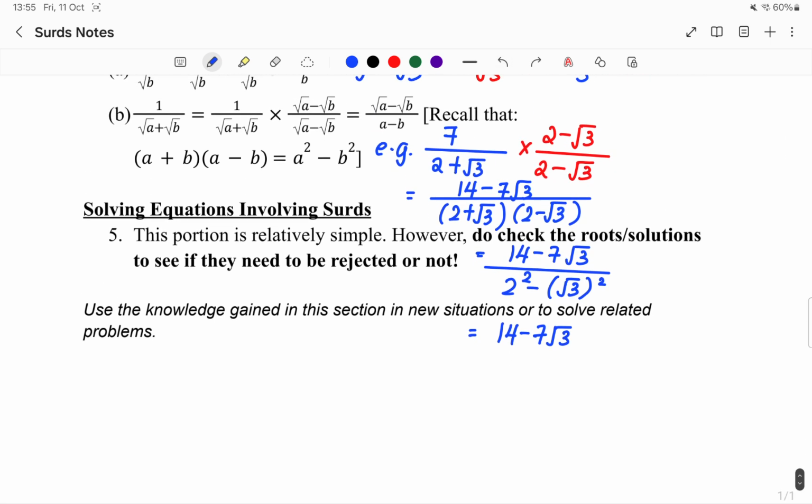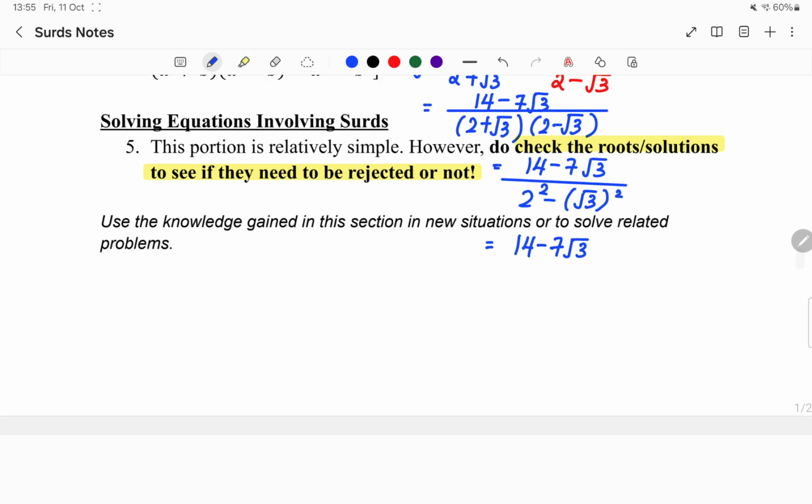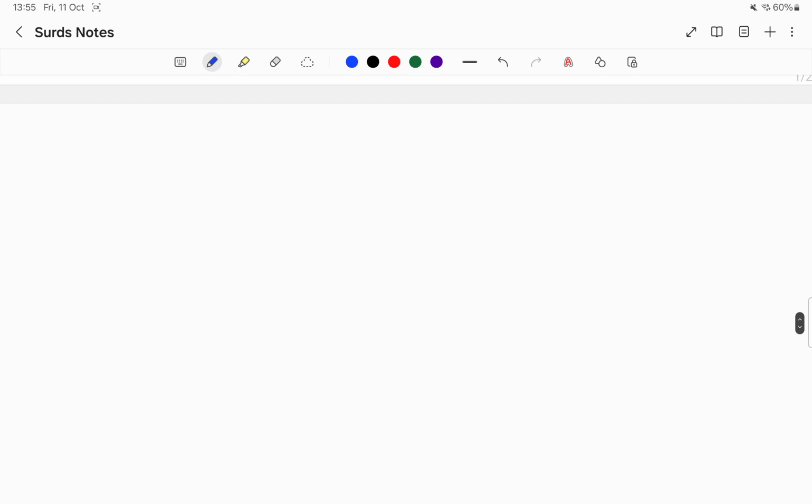Solving equations involving surds. So I'll illustrate this with an example. But do take note, I wrote here, check the roots, or the solutions, to see if they need to be rejected or not. So I'll illustrate this with an example to show you what I mean. So all of you write this down. This example, let's say I ask you to solve this third equation. Square root of x plus 7 equals x plus 1.